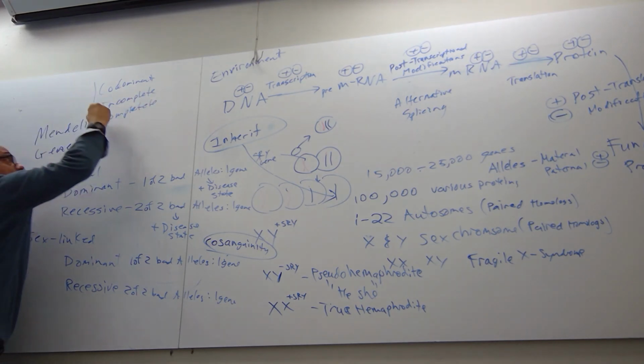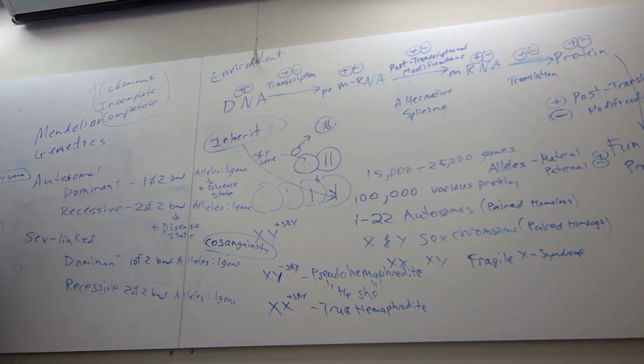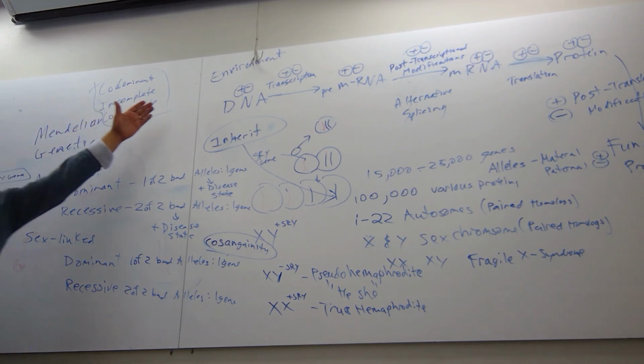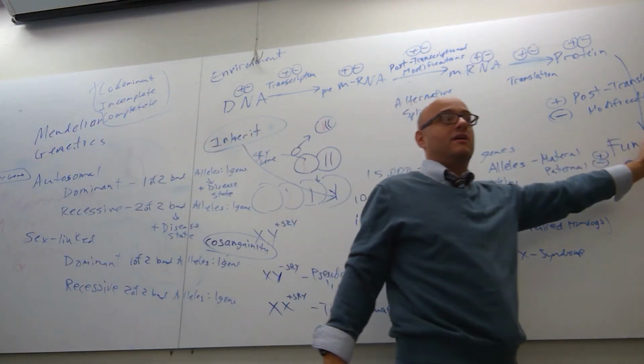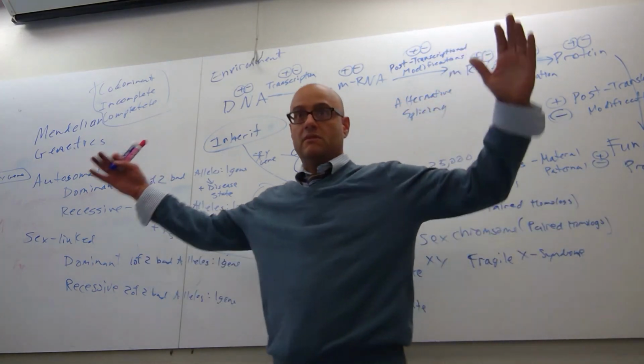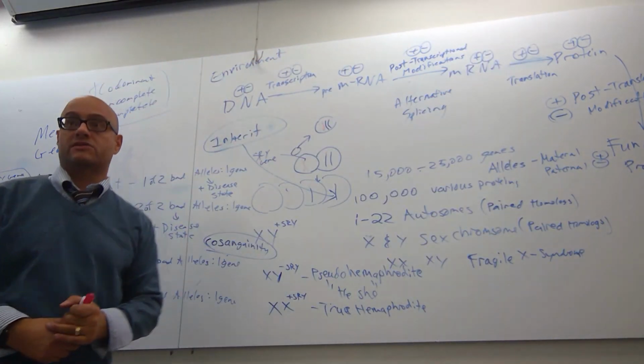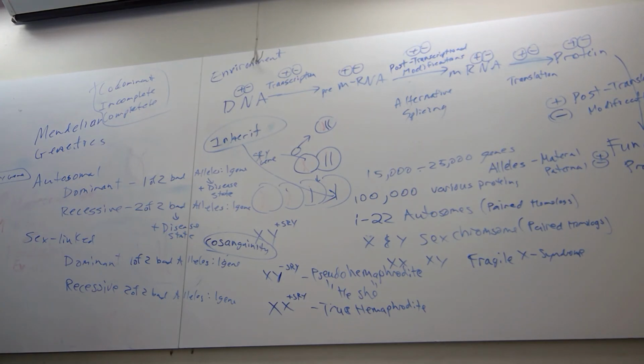And then, of course, you have to deal with expressivity, and then polygenic inheritance and polygenic gene disorders, and then take into account the environment, and that the environment can always have an impact everywhere and anywhere along the beginning to the end of how the cell does what it does. Okay? Any questions? Any questions at all?